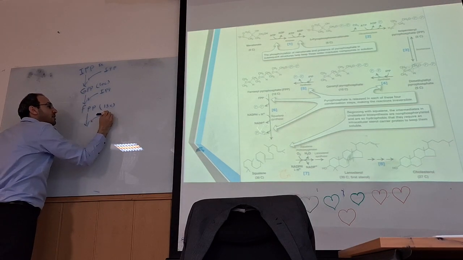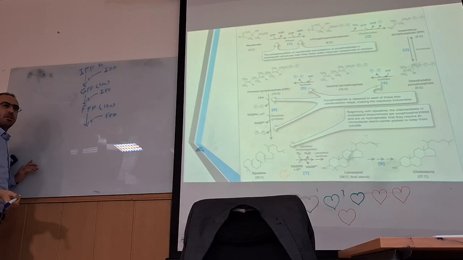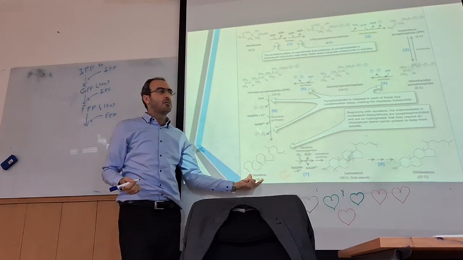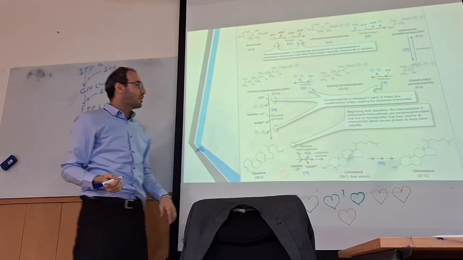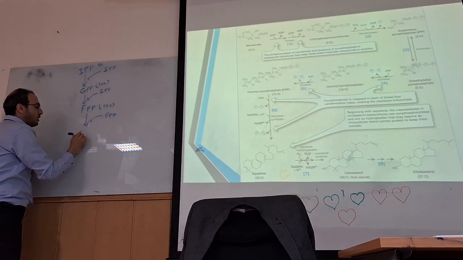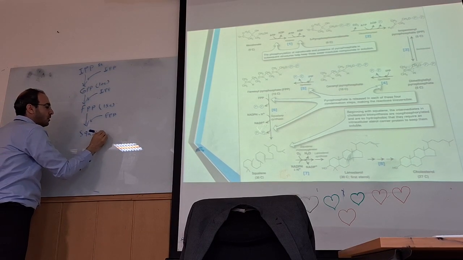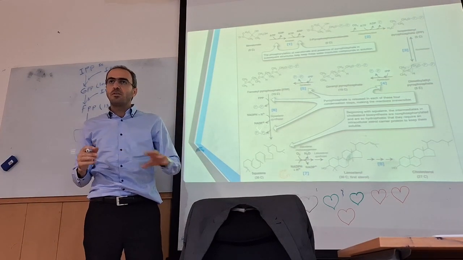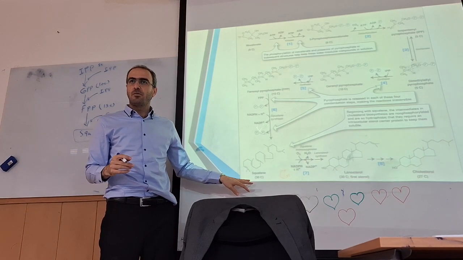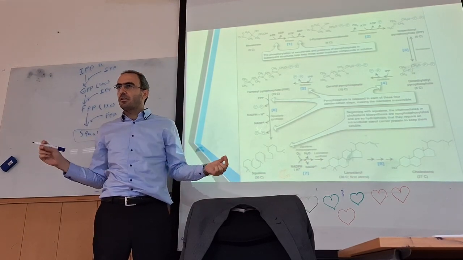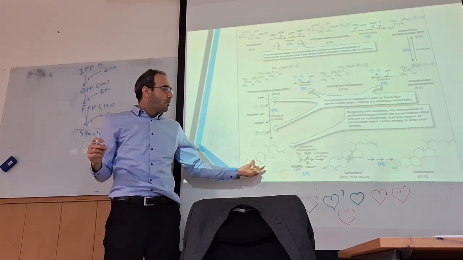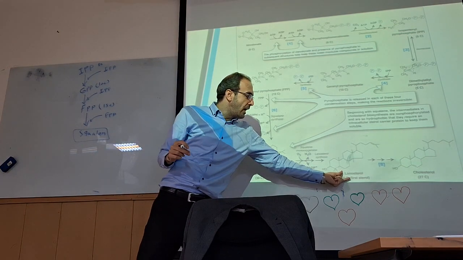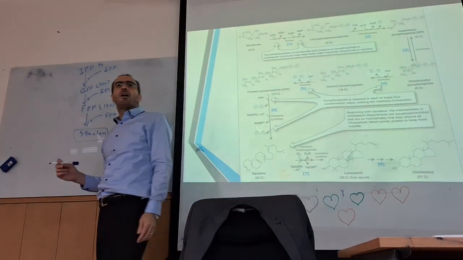So another farnesyl pyrophosphate is added to this molecule, and it becomes what? Squalene. We call it squalene. Squalene is somewhat similar to cholesterol, has 30 carbons, but is linear, not circular. Then, near step 20, it happens. After that, it becomes another molecule which is called lanosterol.